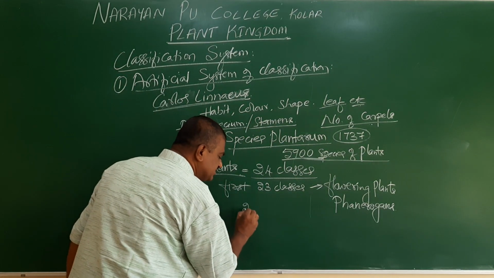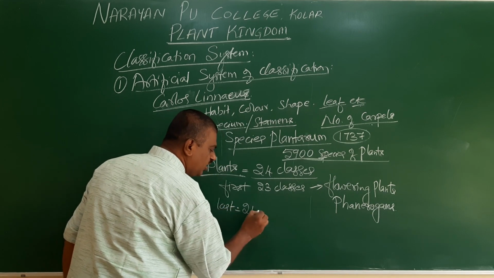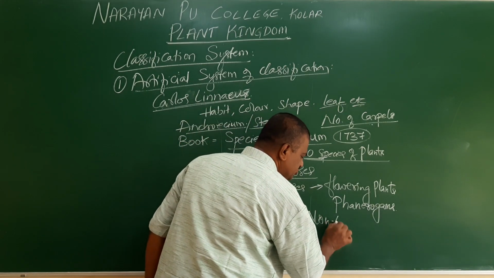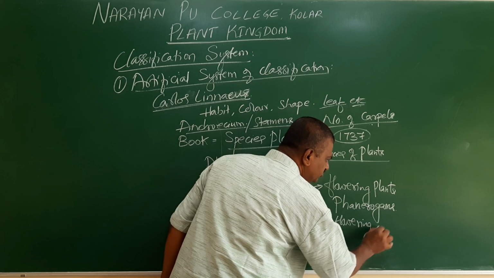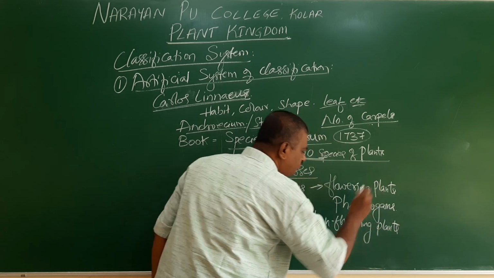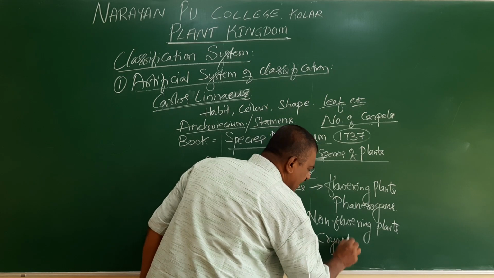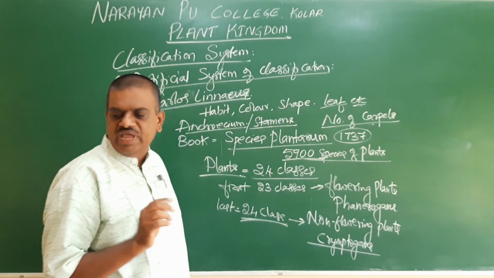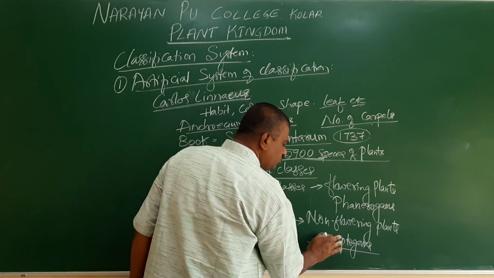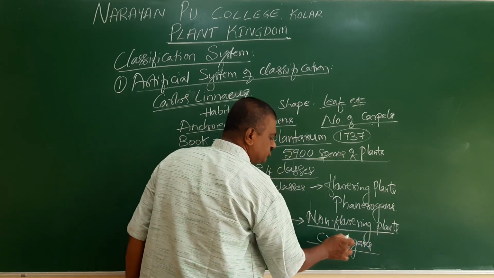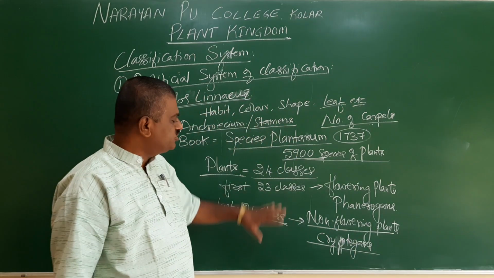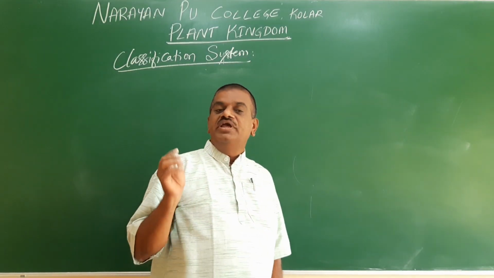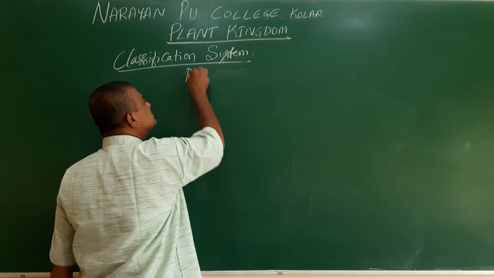Whereas the last class, the 24th class, he classified about non-flowering plants. These non-flowering plants are called cryptogams. Here they do not have flowers, so they are called cryptogams. So this is one. In this classification, again, Aristotle and Theophrastus.